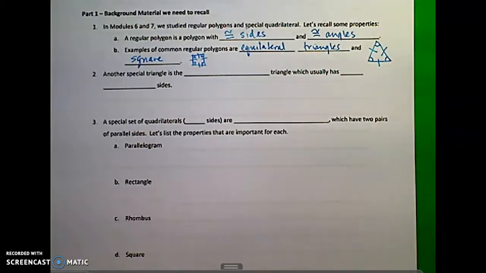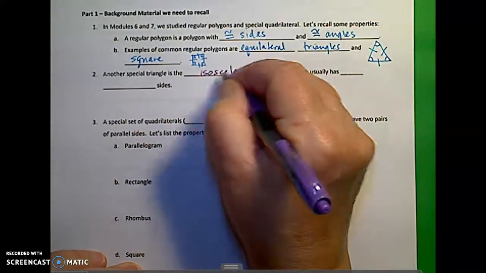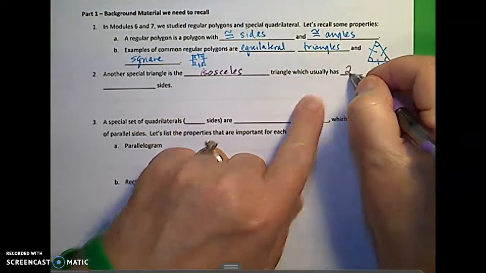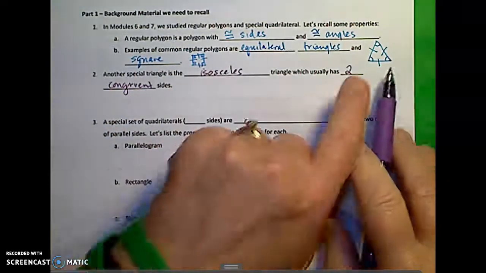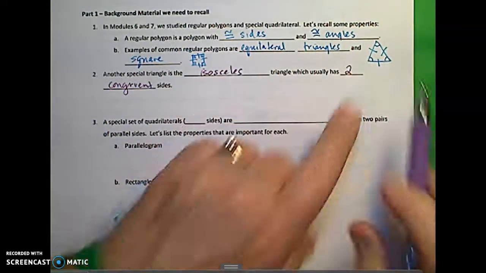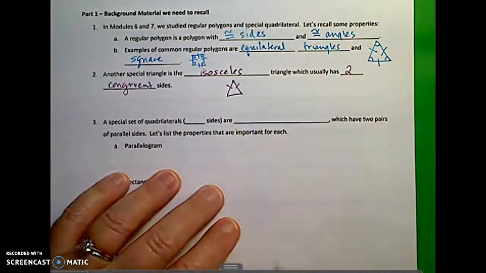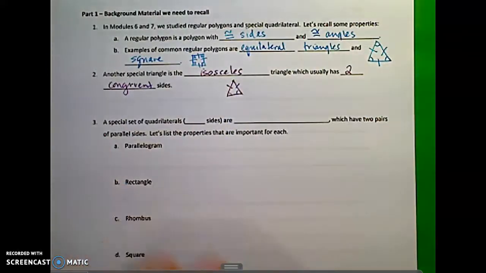Anyway, another special triangle that we learned about is the Isosceles Triangle, which usually has 2 congruent sides. It can also have 3 congruent sides like this. This is technically an Isosceles Triangle, but usually in an Isosceles Triangle, we're just talking about 2 congruent sides. And of course, if you remember the theorem, if you have 2 congruent sides, you have 2 congruent angles. But in this particular task, all we really care about is the side lengths of these.